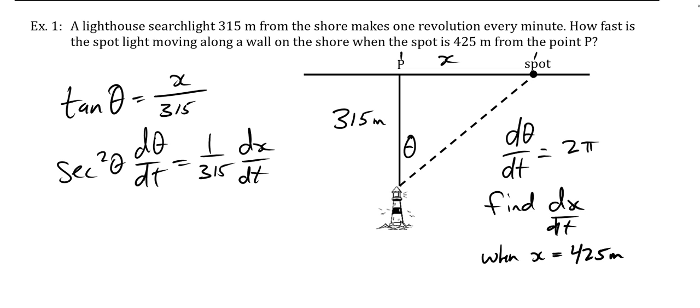And what can I sub in here? I know d theta by dt is 2 pi. I don't know dx by dt, but that's what we're trying to find. So, of course, I don't know that. Secant squared theta. We don't know that, do we? So what can we do? This is another one of the tricks to these problems, is we got to do a little bit of work to figure that out.